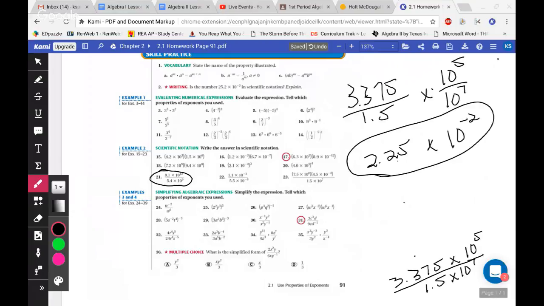So I don't think I skipped a step, and I went painfully through each one, but I was hoping that would clarify a little bit of how you handle the scientific notation part. And also in a division problem, you're subtracting your exponents as long as your base is the same. So, like I say, in a division problem, you're just subtracting the exponents, but the bases have to be the same.